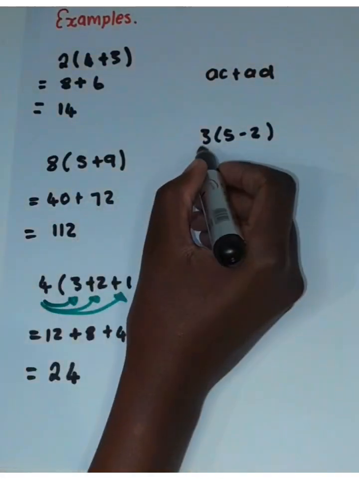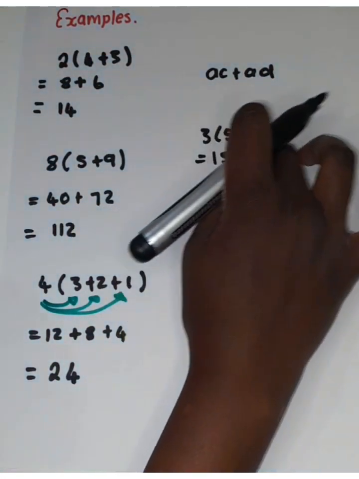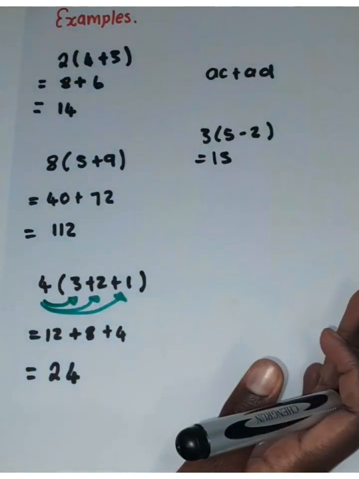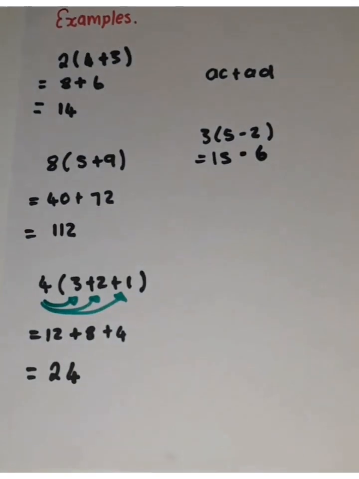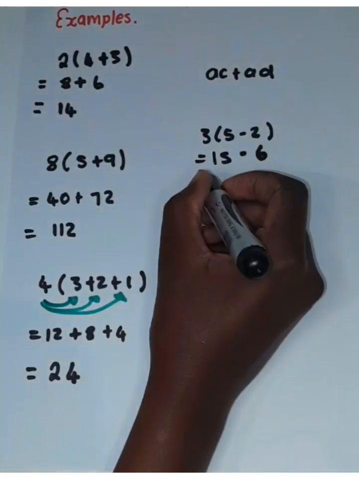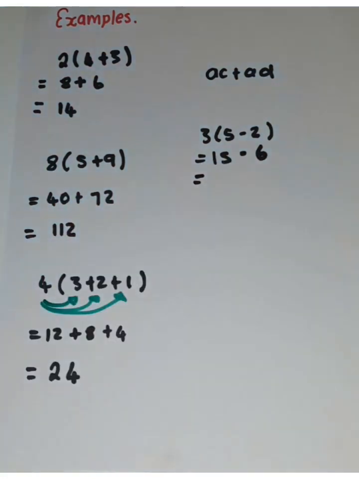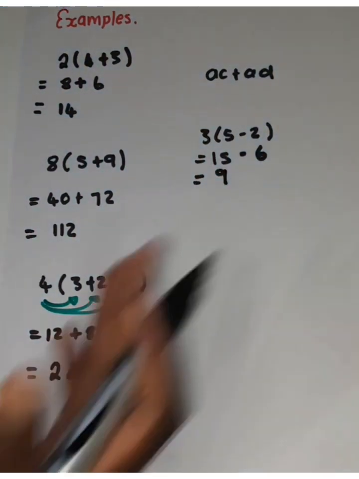So you're going to say 3 times 5, which is 15. 3 times negative 2. Positive multiplied by negative is negative. So we're going to have a negative 6. Guys, please mind this always. Now, it's not like the earlier ones where you add them. Now you are subtracting them. Go to your calculator and say 15 minus 6, which is 9. There you have it. Simple.